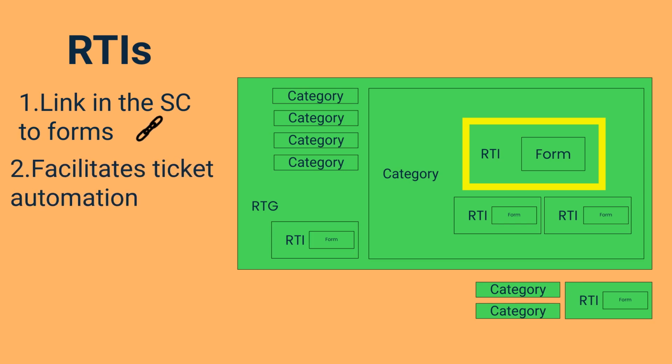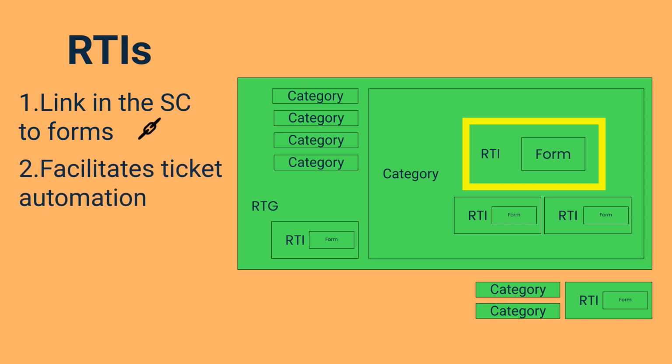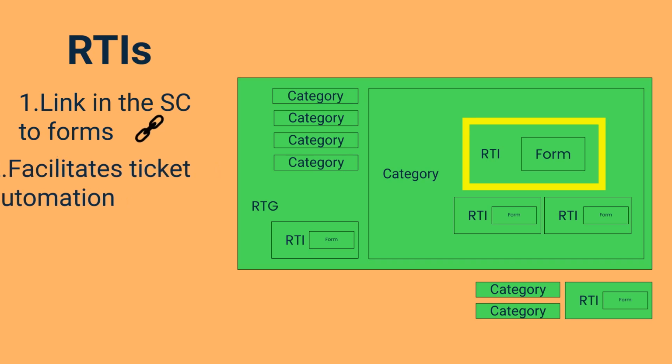The second feature of an RTI is that you can automate it so that whenever someone fills out a form, a ticket is created and put in the right place with the right people to deal with that issue. We will learn more about that in the next chapter.